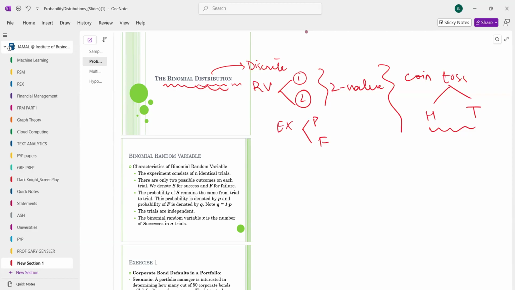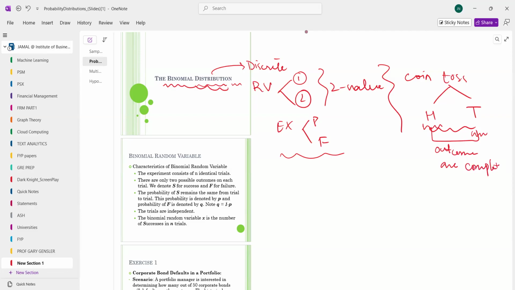So for the binomial distribution, the random variable can only take two values, and another assumption is that the two outcomes are independent of each other. So the happening of head has nothing to do with the happening of tail, right? These two events of your random variable or your experiment are completely independent.